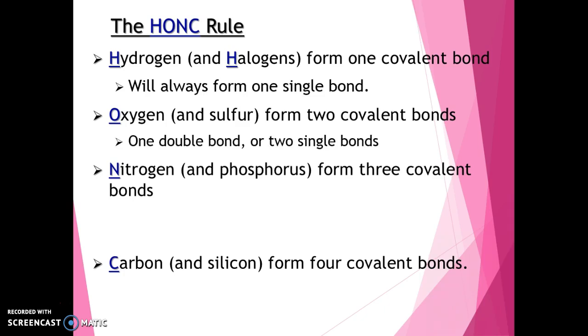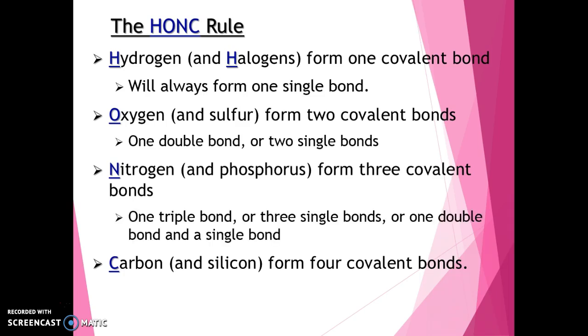Oxygen can form a double bond or 2 single bonds. One double bond gives it 2 electrons, 2 single bonds gives it 2 electrons. So either way it can happen. Nitrogen can go a couple ways. It can form 1 triple bond and get 3 electrons. It can have 3 single bonds and get 3 electrons, or 1 double and 1 single and get 3 electrons. You get the idea here.